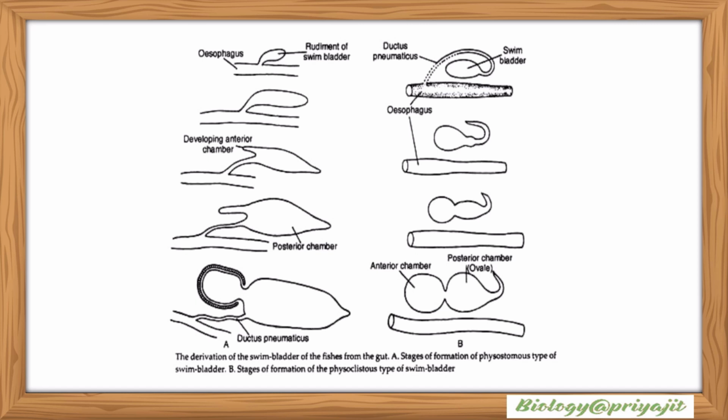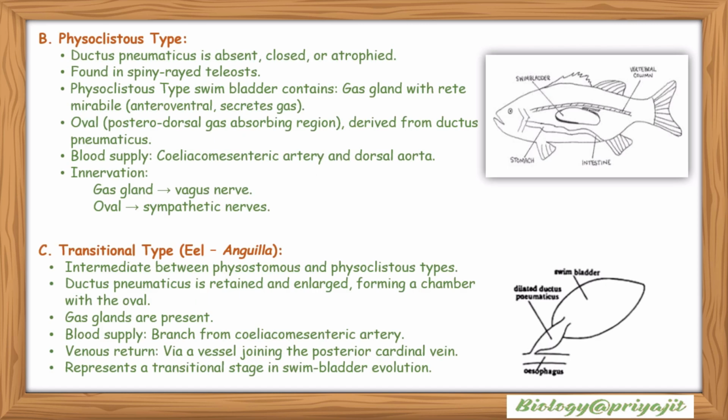Now we'll study the Physoclistus type of swim bladder. Ductus pneumaticus is absent in this type. It can be closed or it can be atrophied. It is found in spiny-rayed teleost. Physoclistus type swim bladder contains a gas gland with rete mirabile that is anteroventrally located and it secretes gas. Oval, it is derived from the ductus pneumaticus. It's a postero-dorsal gas absorbing region. Coeliaco-mesenteric artery, also a dorsal artery, supplies blood here, and the gas gland is innervated by the vagus nerve and sympathetic nerve supplies nerves into the oval region.